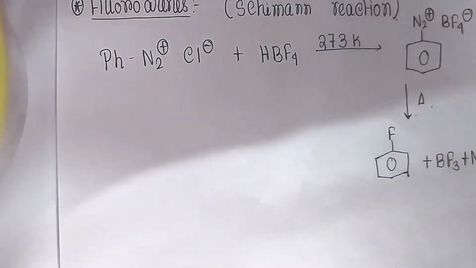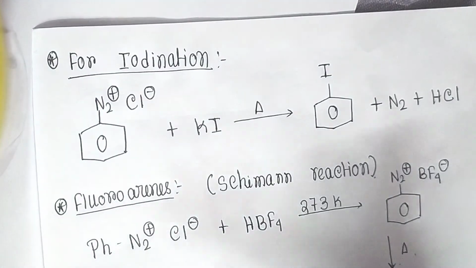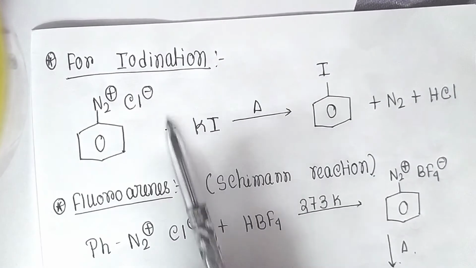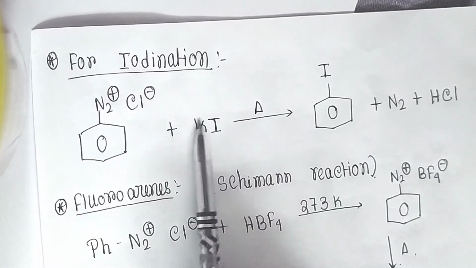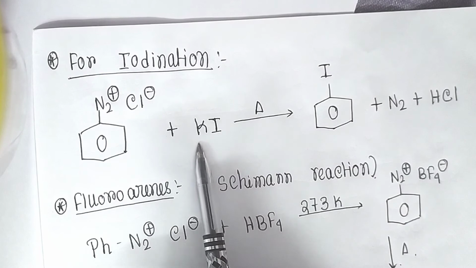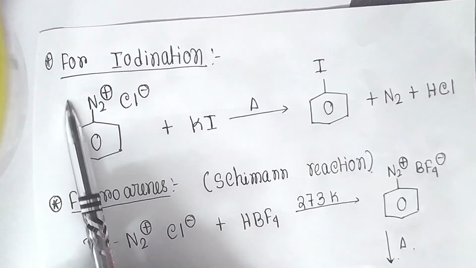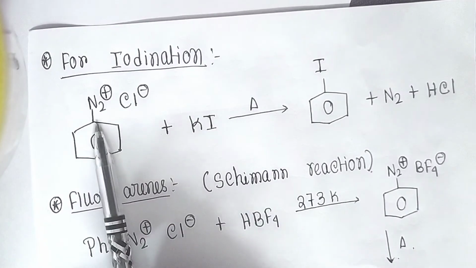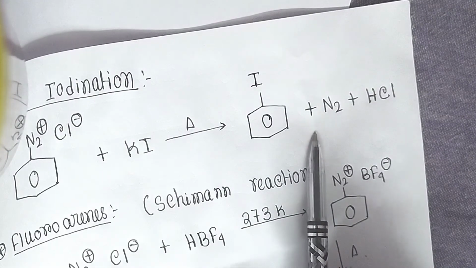Now that was all about chlorination and bromination. So if you want to do iodination, what you would do is just take this benzene diazonium chloride and react it with KI. It is as simple as that. This potassium would react with this chlorine and give us KCl, and this N2 would get out, because N2 plus is a very good leaving group, and this iodine would take the place. So you can see this is the result.